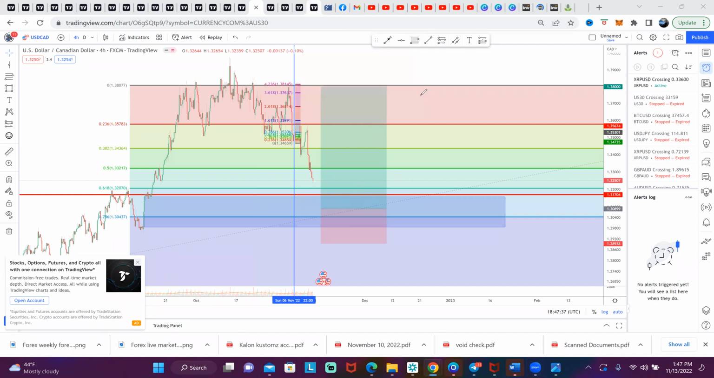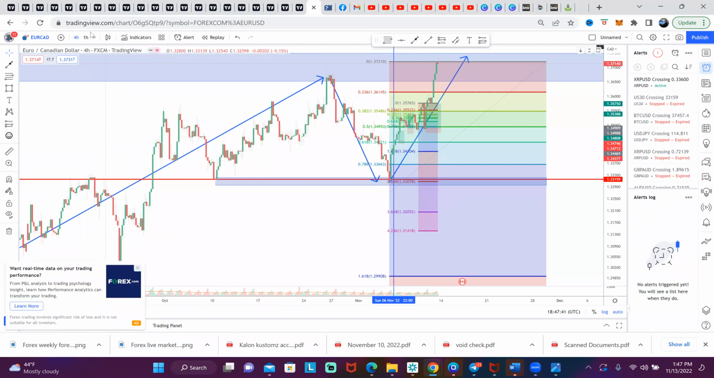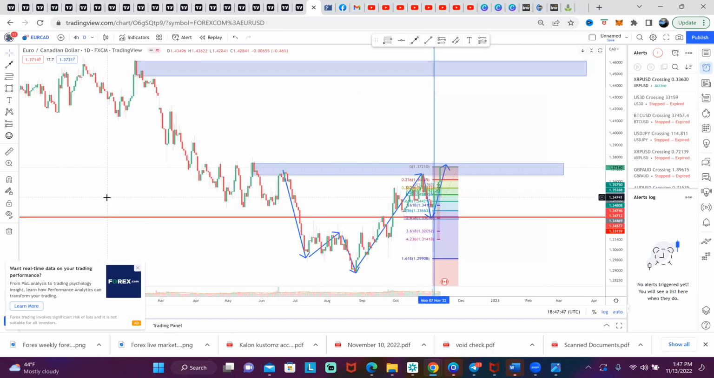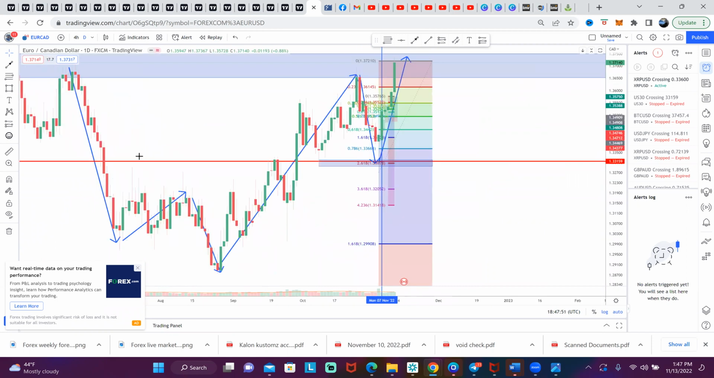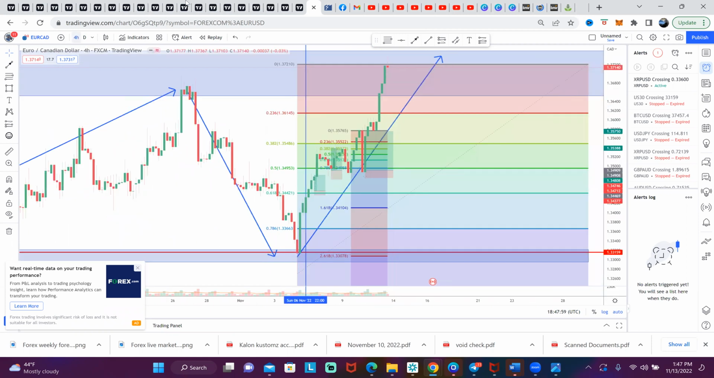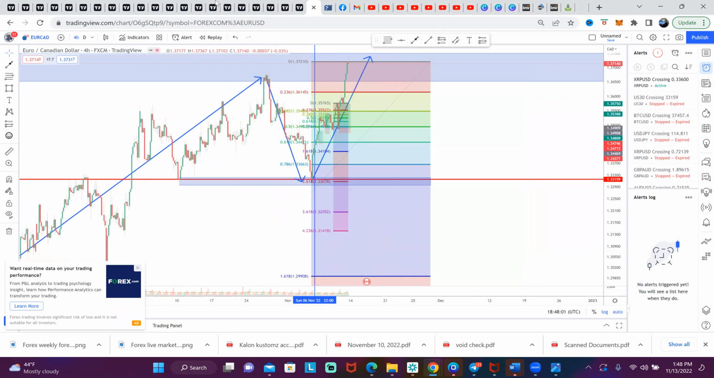Let's look at EuroCAD. So EuroCAD, we're on an uptrend. It's on the 4-hour chart as well as the daily chart. We're creating a new high based off Friday. So right now we can literally start to retrace down before we shoot back up.